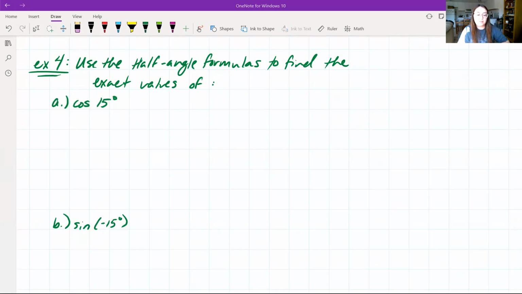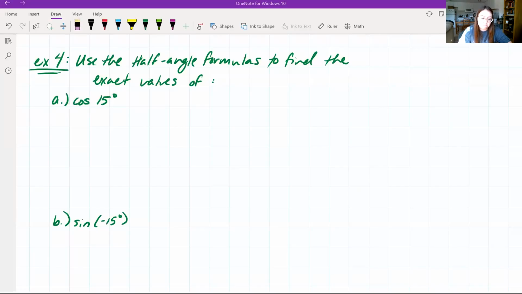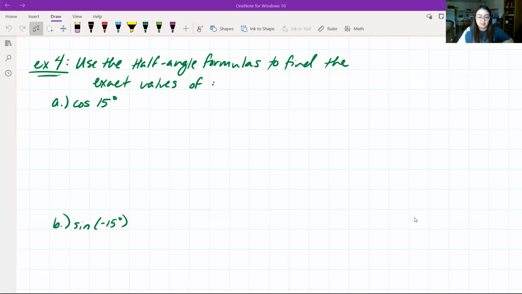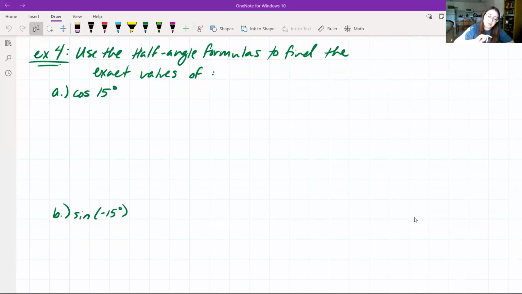So for A, we have cosine of 15 degrees. My screen is just freaking out. Give me 1 second there. All right, back to it.